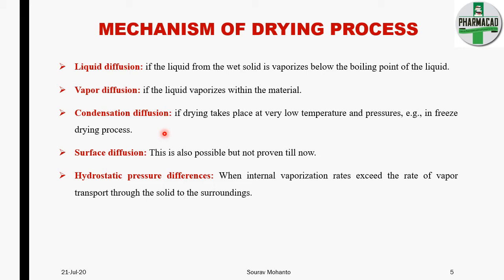Next is surface diffusion. This is also possible, but not proven till now. Scientists believe that surface diffusion is one kind of mechanism for the drying process, but this phenomenon could not be recorded theoretically till now. Then there are hydrostatic pressure differences, when internal vaporization rates exceed the rate of vapor transport through the solid to the surroundings. Due to the hydrostatic pressure differences, the drying process can occur.